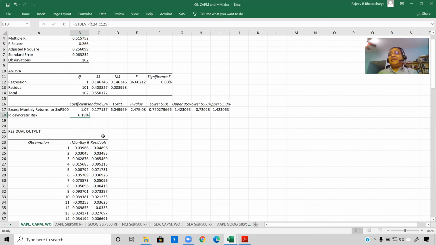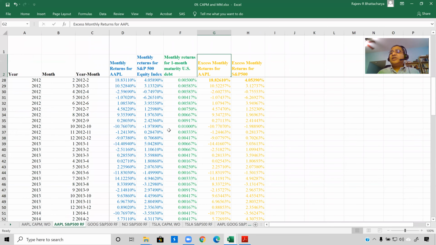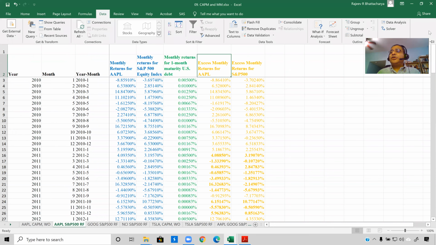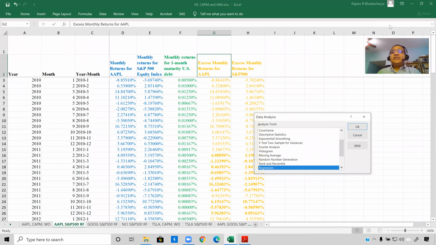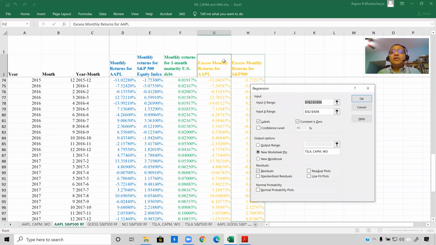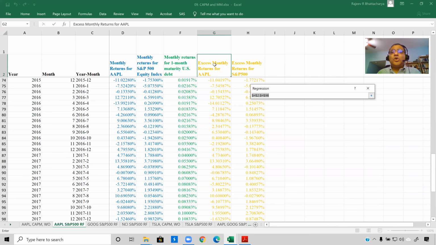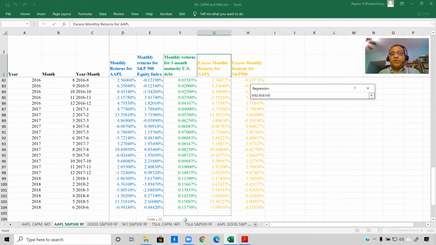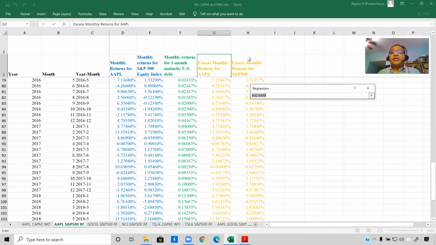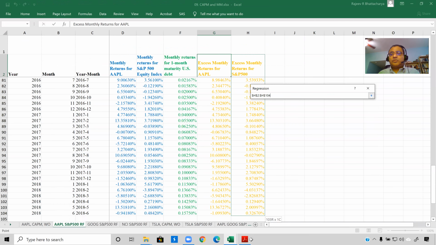Let's just see how the CAPM with an alpha would work out for Apple. So let's go back to our data here and do exactly as we were doing it earlier. Go to data, data analysis, regression. Our input Y range, including the label, is the G's. The input X range is the H's.